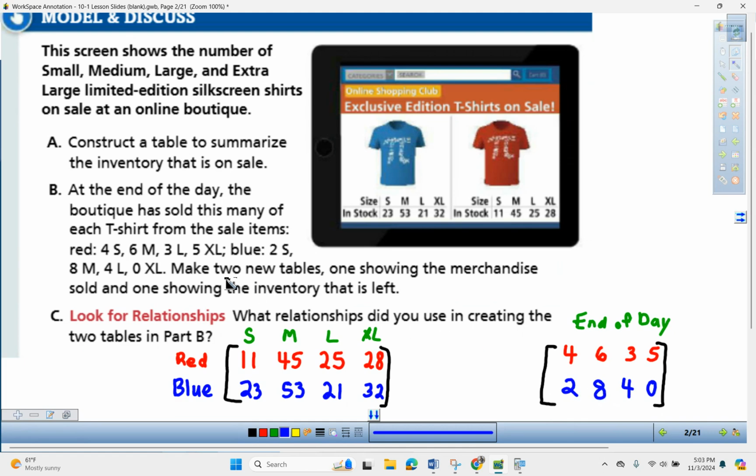Now it says make 2 new tables, one showing the merchandise sold and one showing the inventory that was left. So this is what was left. I guess we can make another one here in the middle. Let's look at that here. If we had 11 red small T-shirts and now we have 4, how many were sold?